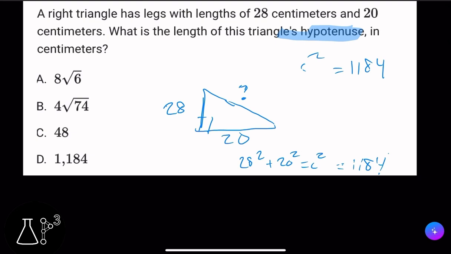Well, what can we do? We can do square root on both sides. And we're going to get c equals the square root of 1,184. Therefore, we can cross out D because D needs the square root for it to be correct. Because it's not a square root, that's assuming that the answer C is 1,844. However, we're given that c equals the square root of 1,184. Therefore, D is incorrect.